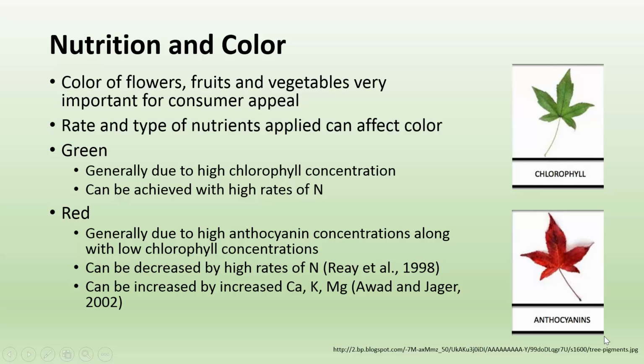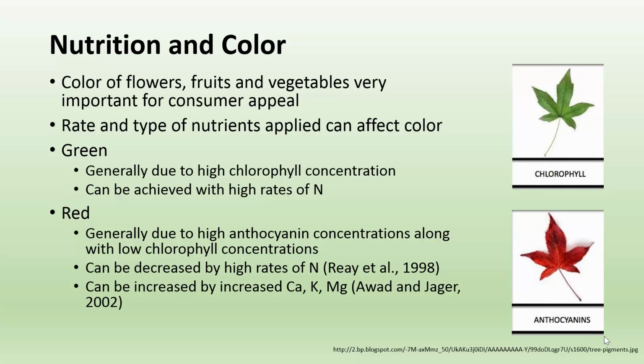Another appearance parameter, color, is again important in flowers, fruits, and vegetables because of consumer preference. The rates and types of nutrients applied can affect color. Green in plants is generally due to high chlorophyll concentrations and is usually achieved with high rates of nitrogen. Red is generally due to high anthocyanin concentrations in conjunction with low chlorophyll concentrations.